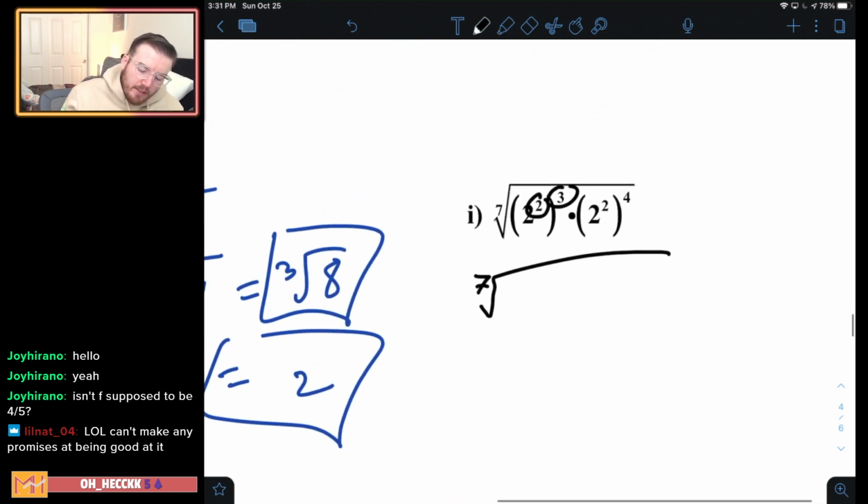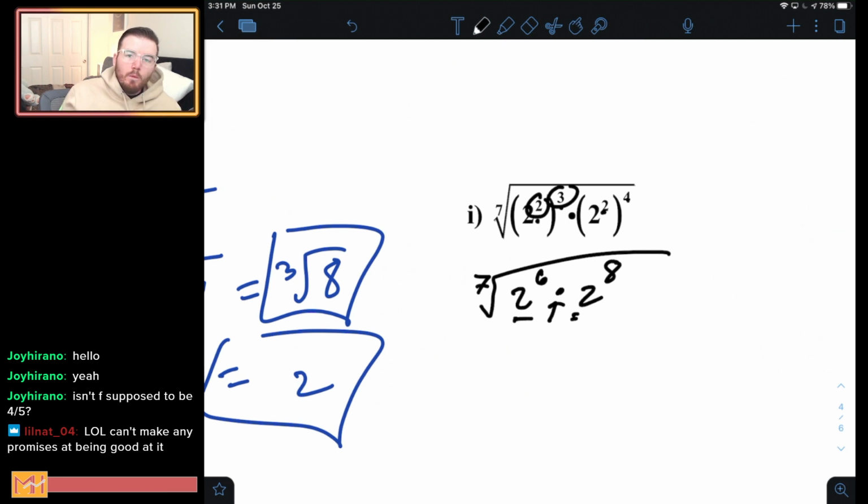So when I look at this, I have an exponent raised to an exponent. How do we combine them? By multiplying. So 2 to the 6th times 2 to the 4 is 2 to the 8. Now I have the same base and I'm multiplying them together. Well, if I'm multiplying, all I do is add the exponents.